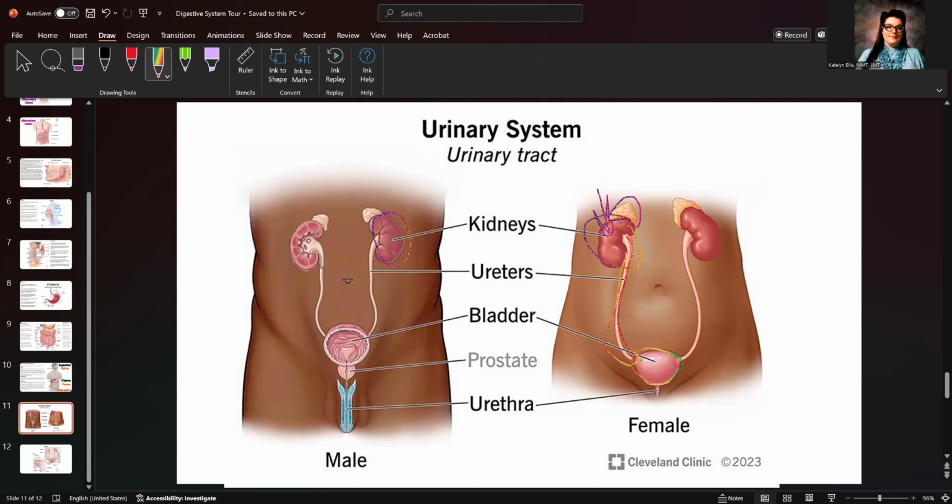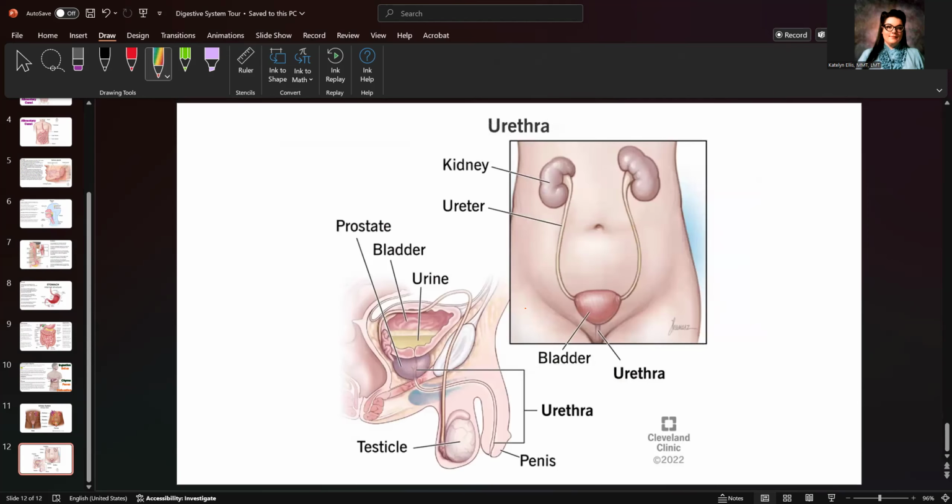Now, this bladder is not going to have any muscle contractions of its own. All right. It's going to store the urine until it is released through the urethra to the outside world, through that final sphincter, to allow urination to occur.